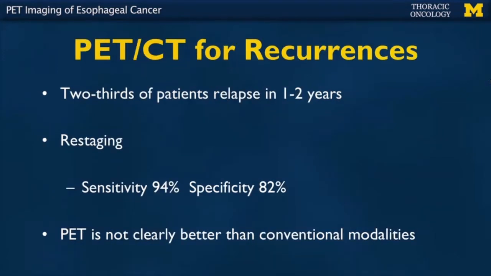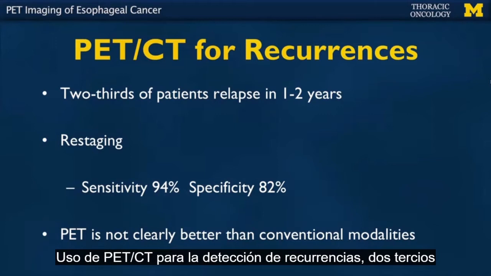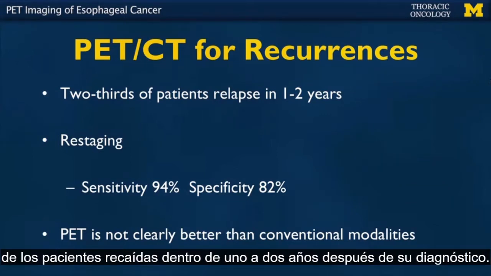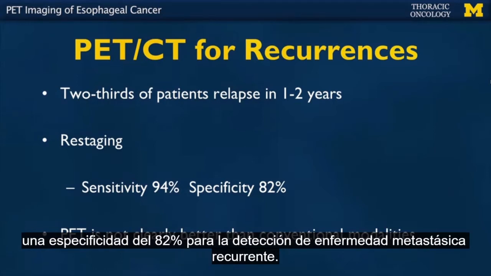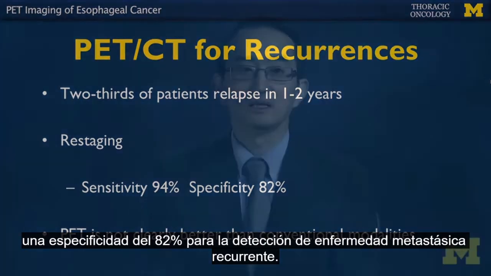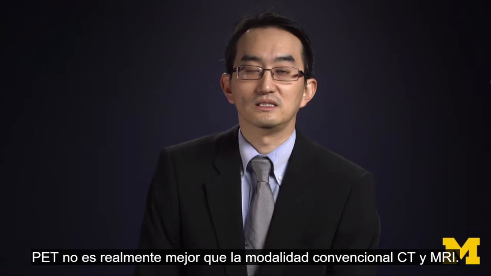Using PET-CT for detection of recurrences, 2/3 of patients relapse within 1 to 2 years after their diagnosis. For restaging, PET-CT has been shown to have a sensitivity of 94% and a specificity of 82% for detection of recurrent metastatic disease. PET is not clearly better than the conventional modalities CT and MRI.